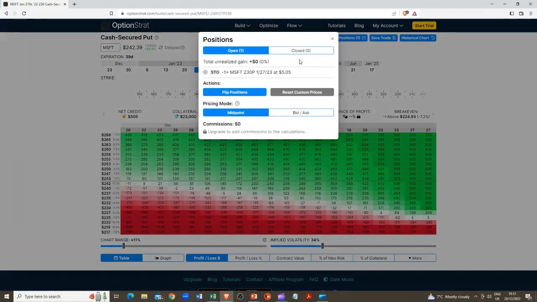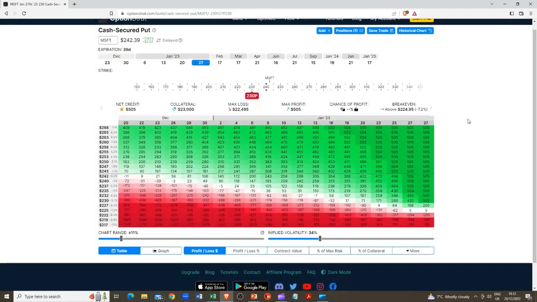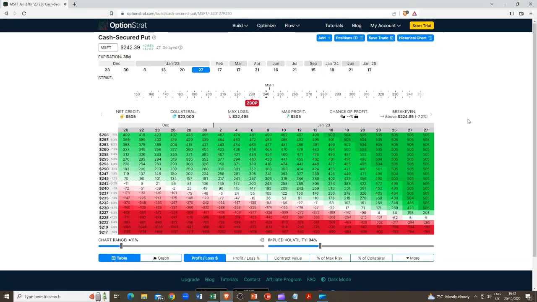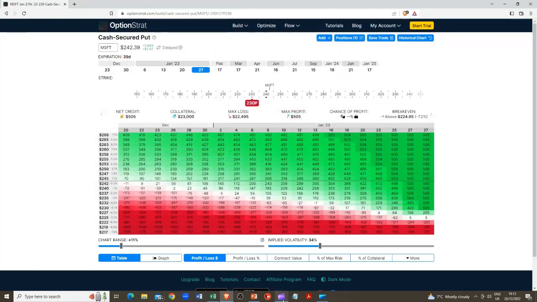You can also click on the positions tab and you will be able to see the summary of the transaction. In this case, you're selling to open one Microsoft put contract that will expire at so and so date, and this is the premium that you will receive. So there we are. This is how the OptionStrat website helps us to be able to visualize one of my favorite options trading strategies, which is the cash secured put.